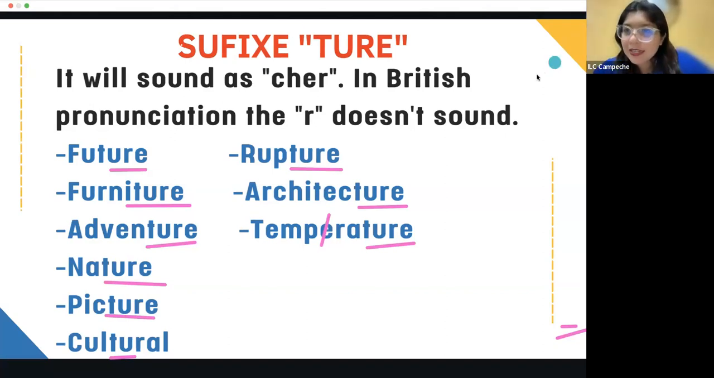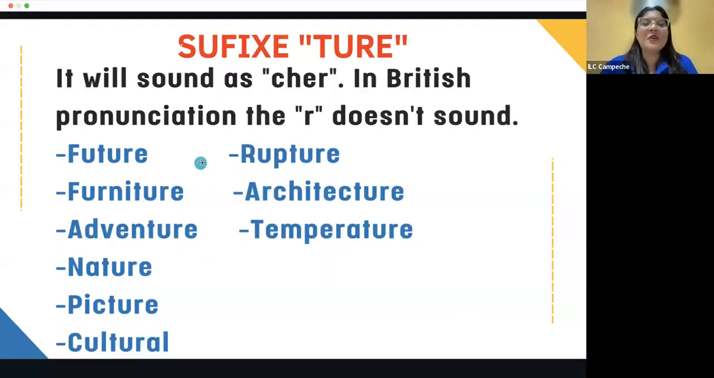Very good, excellent. So basically it's chur at the end, okay? I wrote something there. It says in British pronunciation, the R doesn't sound. I'm not an expert in British pronunciation, to be honest. I love it. It sounds pretty and elegant, but I haven't been a long time in Britain to explain to you deeply. But I do know that they tend to not pronounce the R. So in British, if you want to sound British, you can do it, of course. You don't pronounce the R, so it's going to sound ch.